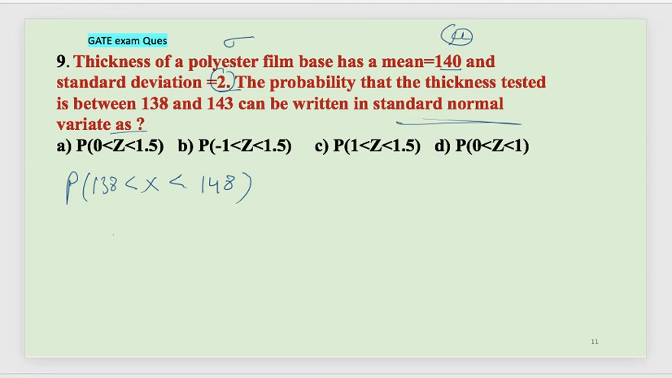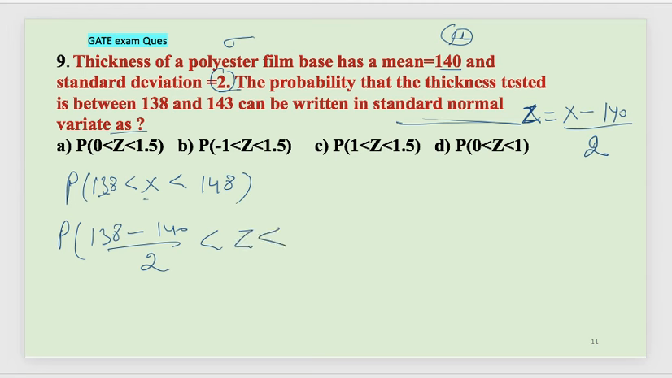So the first point is that the formula for z is x minus mean, where the mean is 140 in the question, divided by the standard deviation, which is 2 in the question. So when I apply this, we subtract the value of the given x from the mean, which is 140, divided by 2. Because X is a variable, it will switch to the standard variable, and the point will switch over to the point. So 138 minus 140 upon 2.